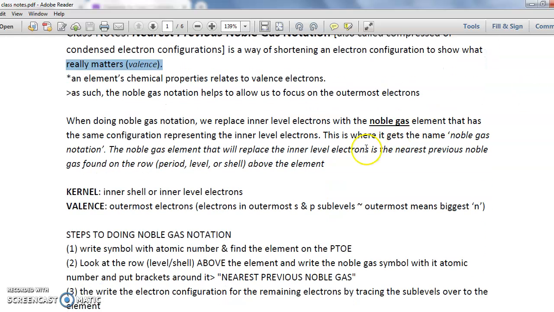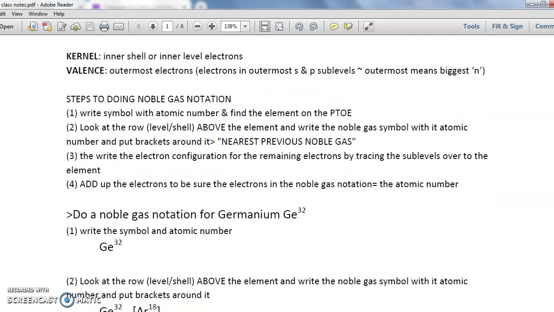When doing a noble gas notation, we replace that inner level, which we call the kernel. The kernel is the inside of the atom that doesn't get involved in chemical reactions. And we replace that with the noble gas element on the row above the element we're looking at. So the reason they call it nearest previous noble gas notation is you go to the previous row at the end and find the noble gas that was nearest to it. And that'll allow us to focus on the valence level.